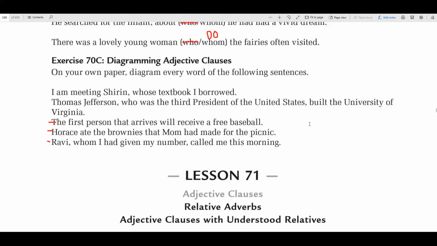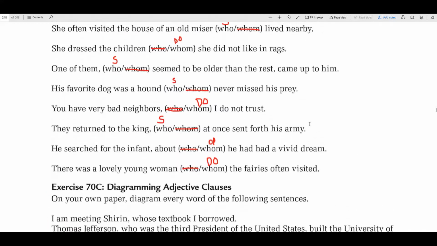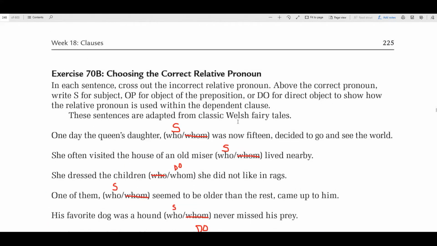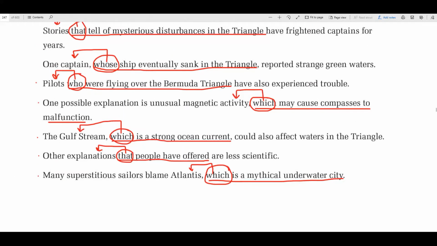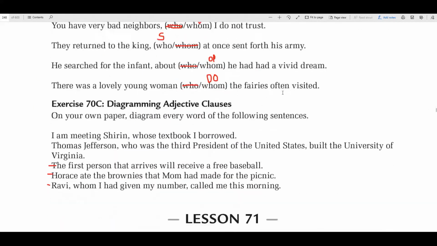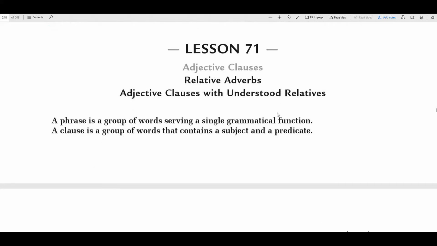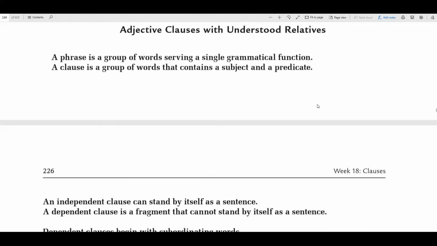Now, let's see. In yesterday's lesson, we talked about the relative pronouns that begin the adjective phrases. So today we're going to talk about relative adverbs as well as adjective clauses with understood relatives. The first part of this, we're just going over things that we already know, just little definitions to make sure that we have all this in our minds.